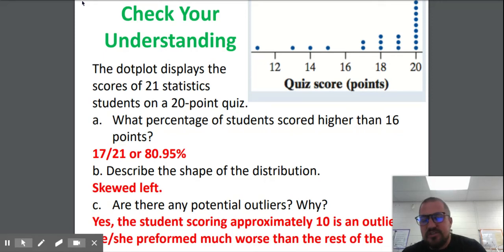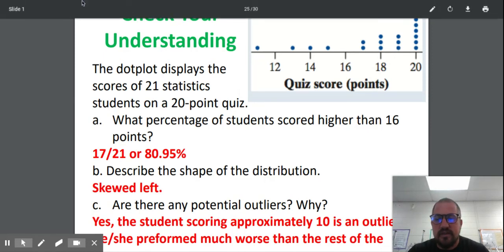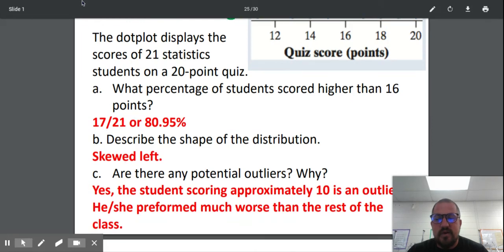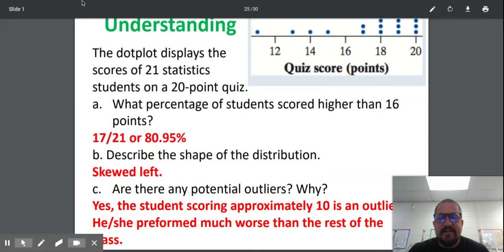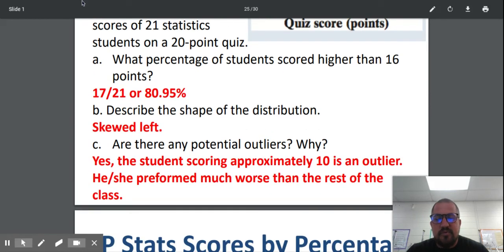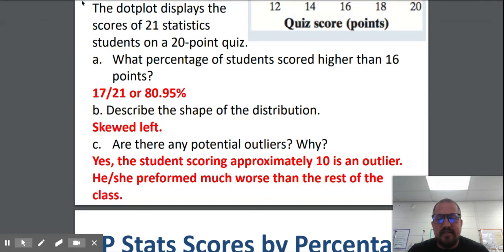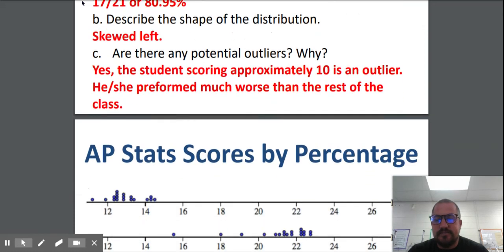Describing the shape of this distribution, there's clearly a tail to the left, so it is skewed left. And are there any potential outliers? So we see this student way out here at a 10. That would be an outlier. They performed much worse than the rest of the class.